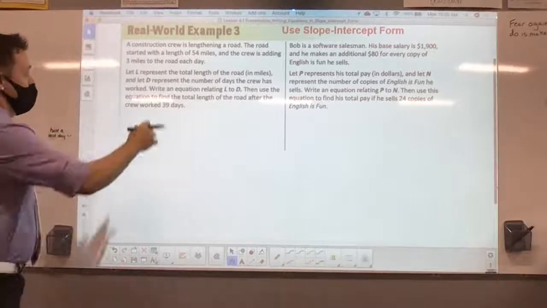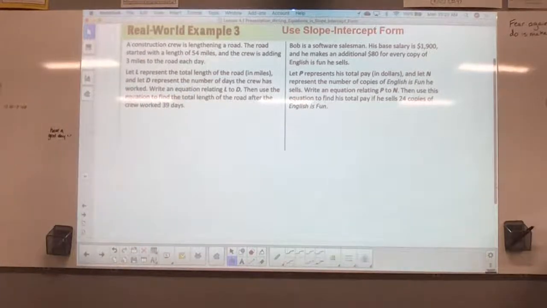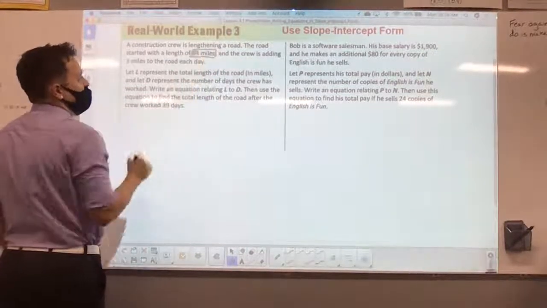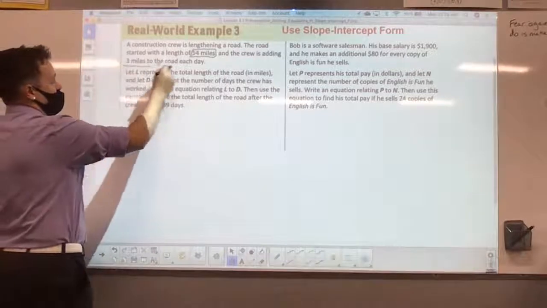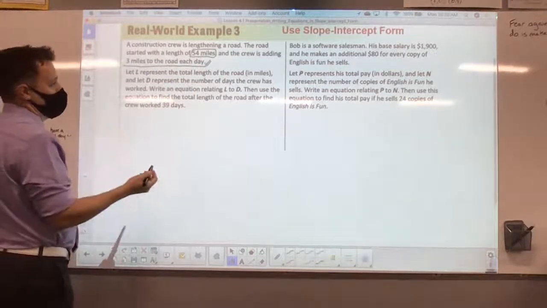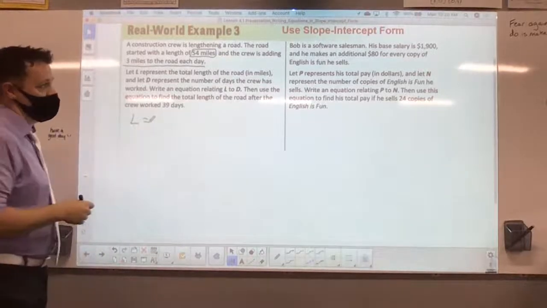Okay, so a construction crew is starting to lengthen the road. The road started with how many miles? 54. And each day they're going to add 3. So let L represent the total length of the road in miles. So it's going to be L equals. So that's the total length.